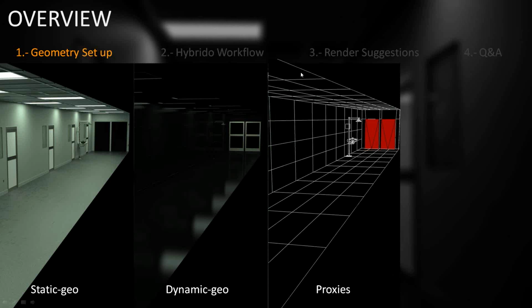Bear in mind that these derivatives, these proxies, are a low resolution or a low poly version of the final geometry. We rarely work with the final geometry in RealFlow.